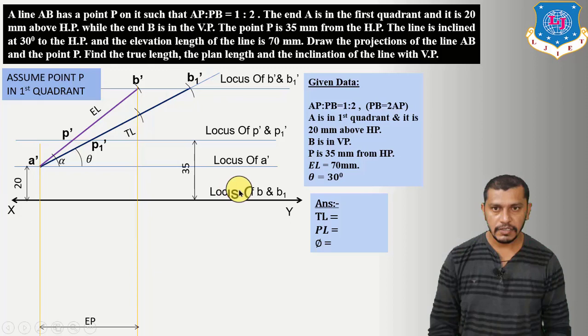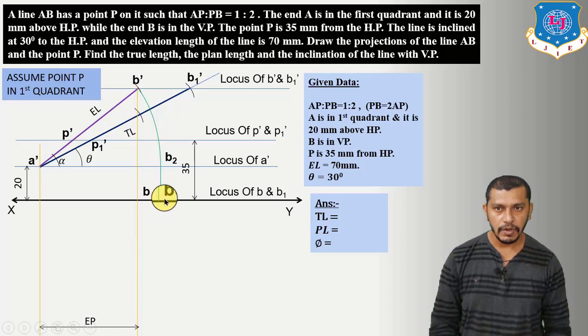Right now, this is our locus of B and B1, so the intersection point of the projector of B with the locus of B will give us the plan of point B. So this will be the plan of point B. Now take A dash as center and radius equal to A dash B dash, and give an arc up to the locus of A dash. This point will be our B2 dash, and from B2 dash draw a straight line up to the locus of B. Here we will get B1. B is the plan of point B and B1 is the corresponding plan of B on the true length.